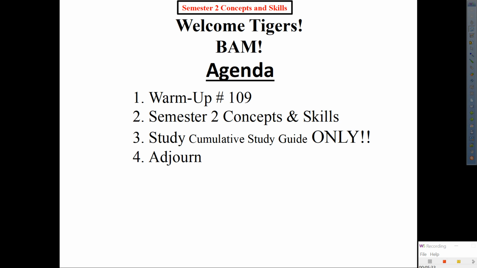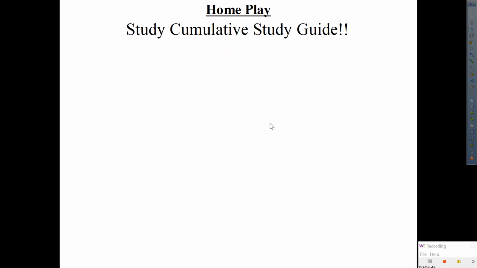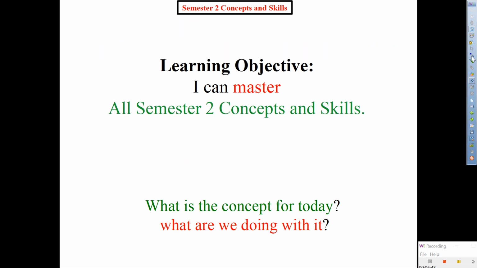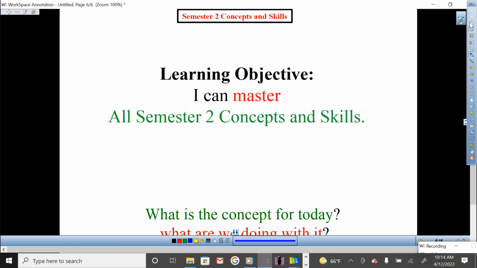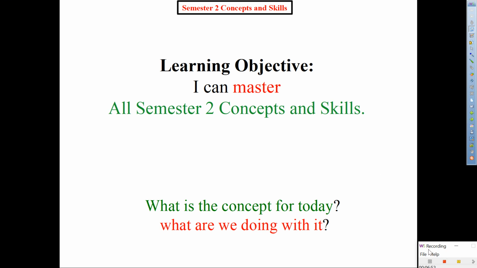All right. I'll give you time for that. In the meantime, there's the objective. Those of you that have already submitted your home plate, copy the objective. I'm going to pause this for a little bit and continue. All right, so our objective for today: I can master all semester 2 concepts and skills. We're going to continue with a study guide today. And let's see where we've been.